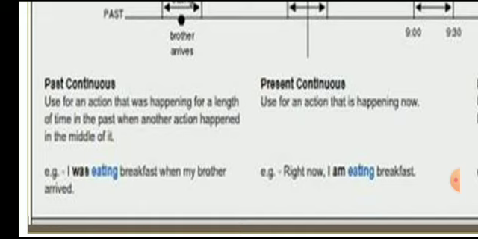So here I have given two actions. One is a longer one and another one is a shorter one. I was eating breakfast when my brother arrived. Brother arrived is the shorter action and eating breakfast is the longer one.